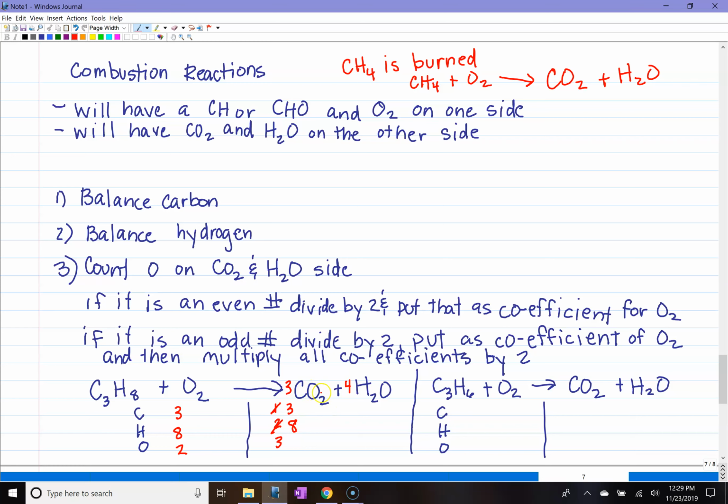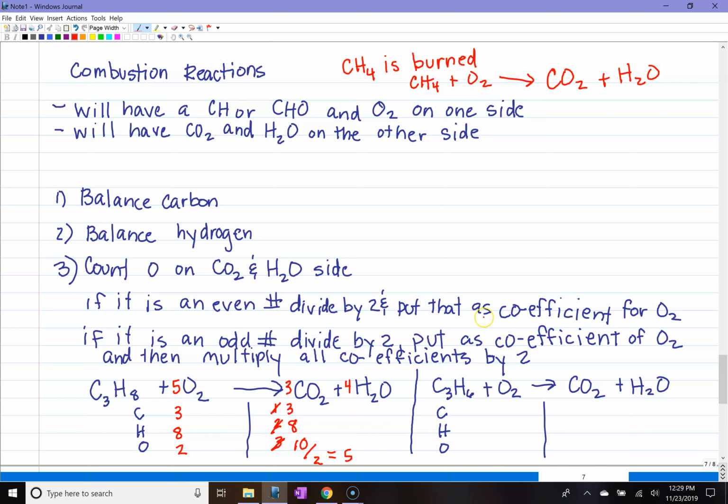Now I'm going to come and count up my oxygens on the carbon dioxide and water side. I would have 3 times 2, or 6, plus 4 times 1, or 4, which would give me a total of 10 oxygens. Divide that by 2, which is going to give me 5. And I would put a 5 in front of my O2, and my equation would be balanced.